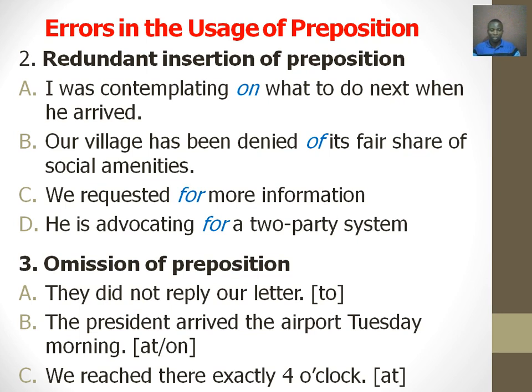C. We reached there exactly 4 o'clock. That is someone making a statement. Yes, you reached there at that time. But since you're talking about a point in time, when you're talking about exact time, you use the preposition at with that time. So we reached there at exactly 4 o'clock will not be bad. So the preposition at is included in brackets for you at the end of that sentence.